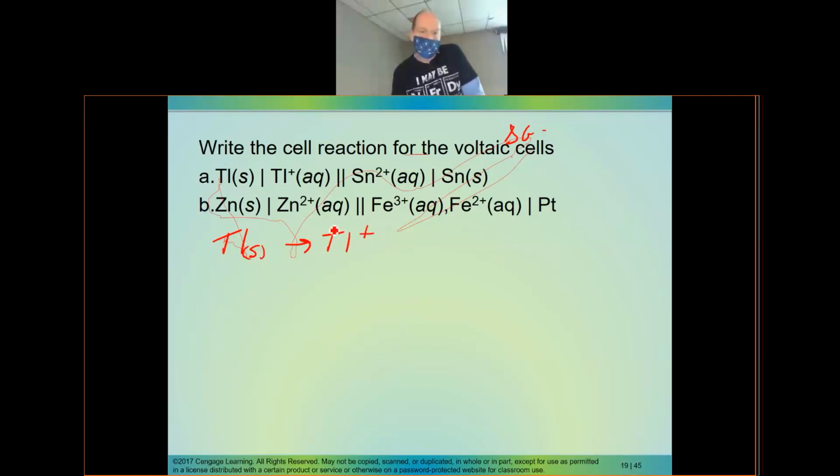And so again, it always starts with the anode, and it always ends with the cathode. All right, and so we know that this is our oxidation half reaction. First one always is the anode, the oxidation half reaction. And then the second one is the reduction half reaction, where we have our Sn+2 going to Sn solid.